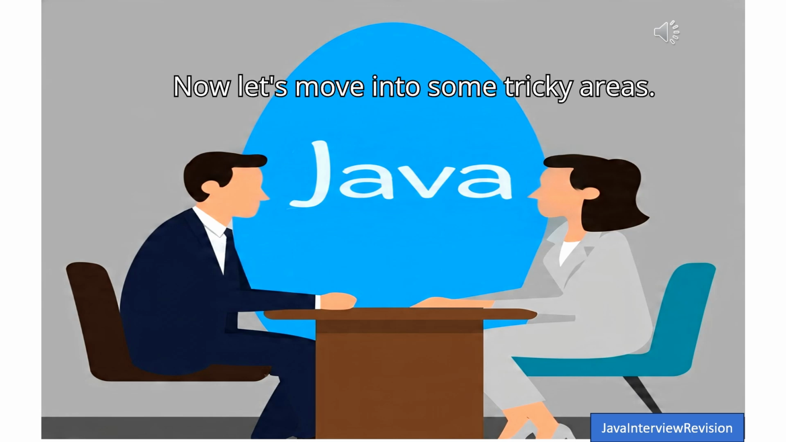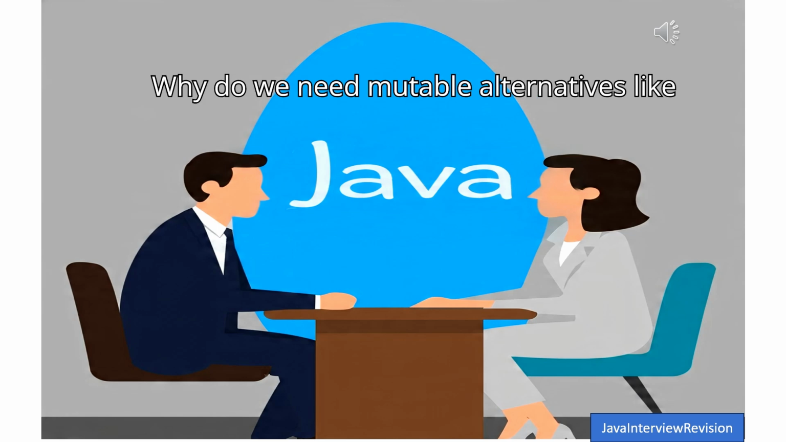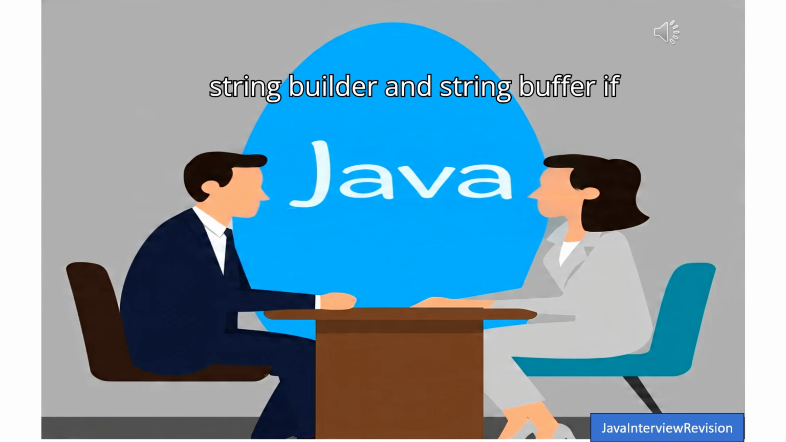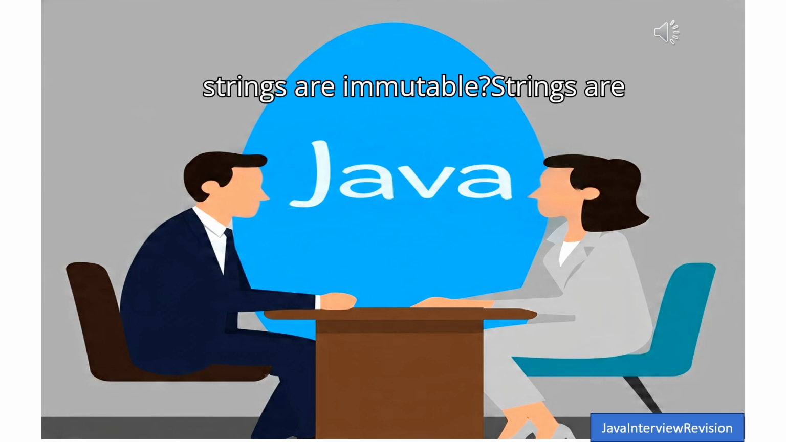Now let's move into some tricky areas. Why do we need mutable alternatives like StringBuilder and StringBuffer if strings are immutable?